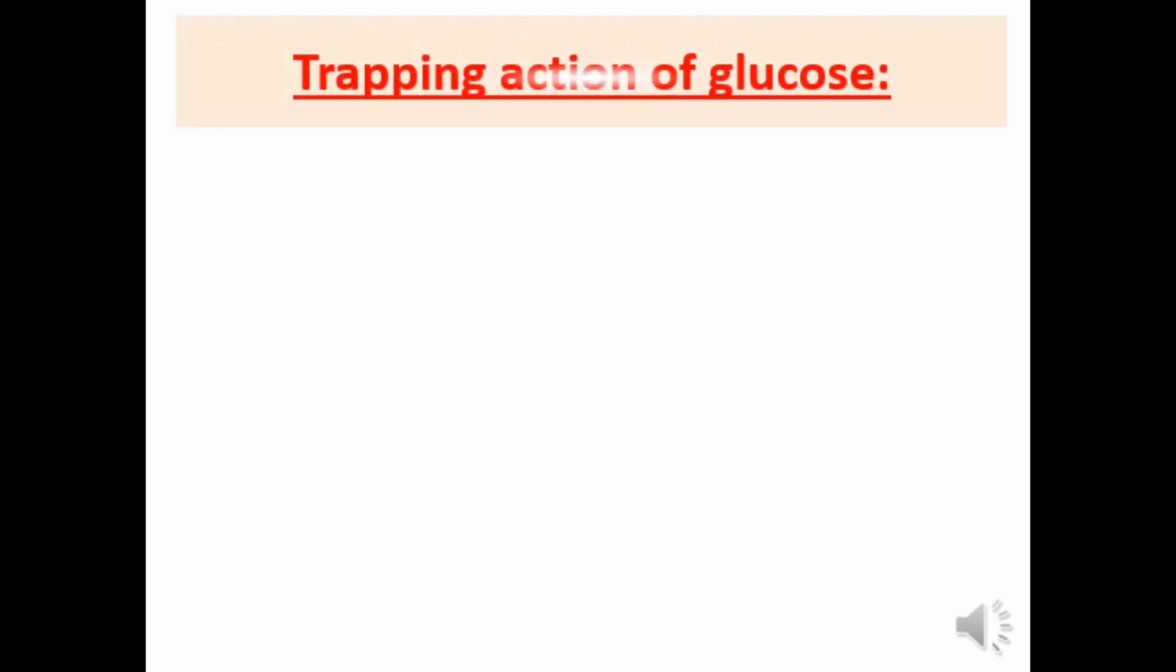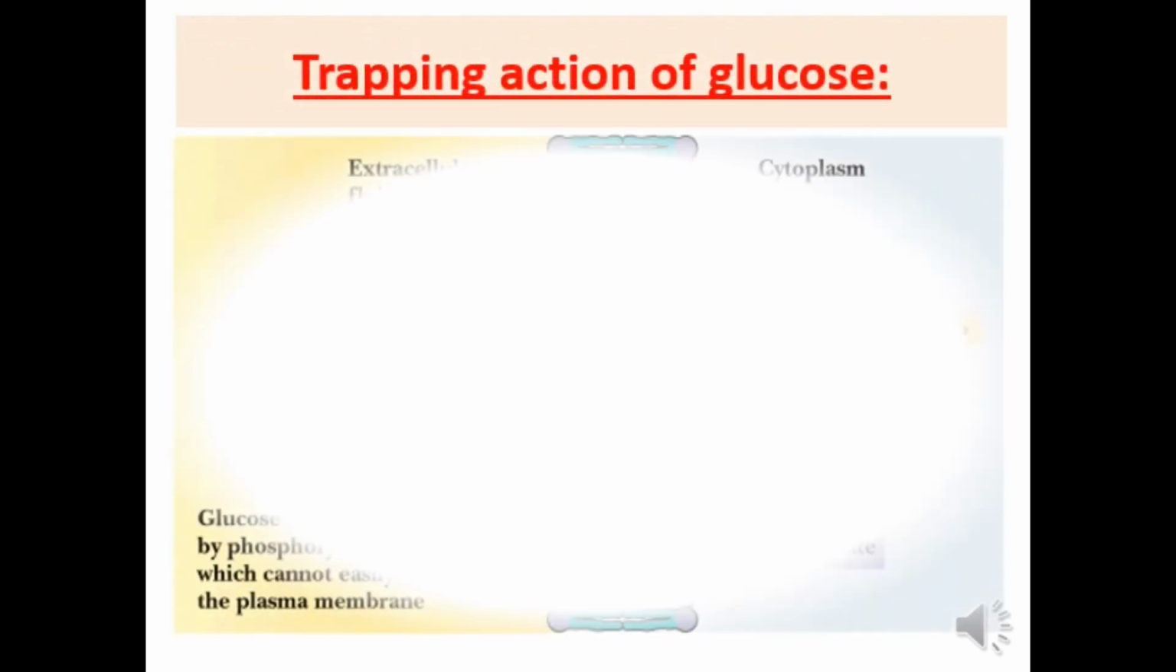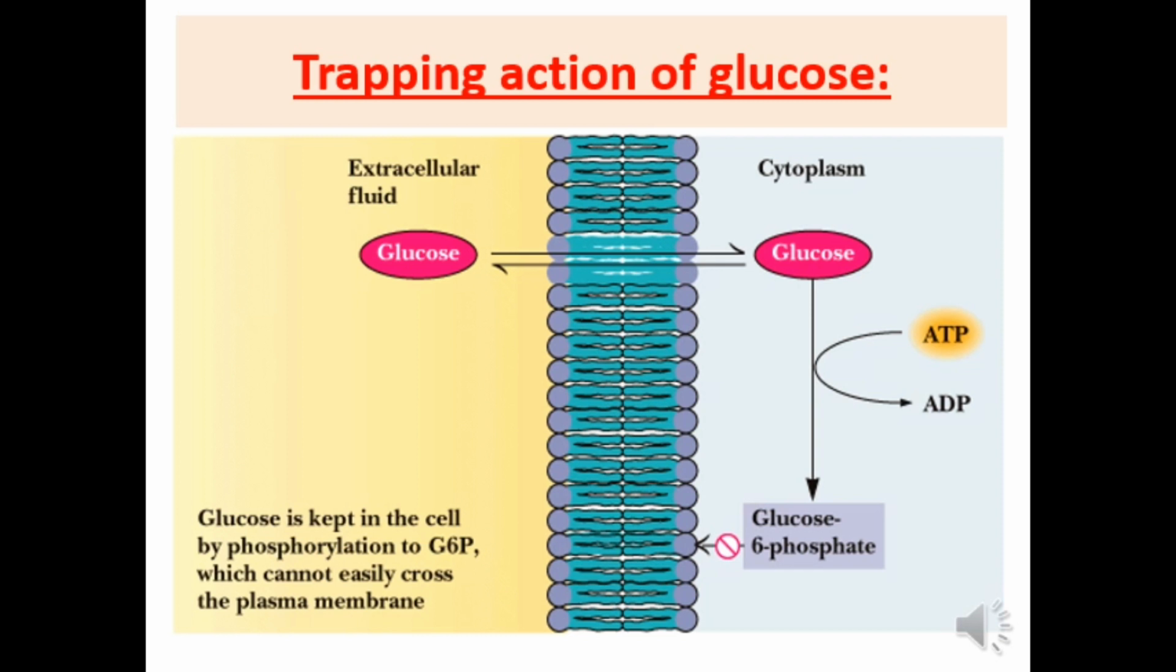Stage 1, the preparing stage, consists of 3 reactions: phosphorylation, isomerization, and a second phosphorylation reaction. We mean by phosphorylation addition of a phosphate group, and isomerization interconversion between 2 isomers. This figure shows the phosphorylation reactions.